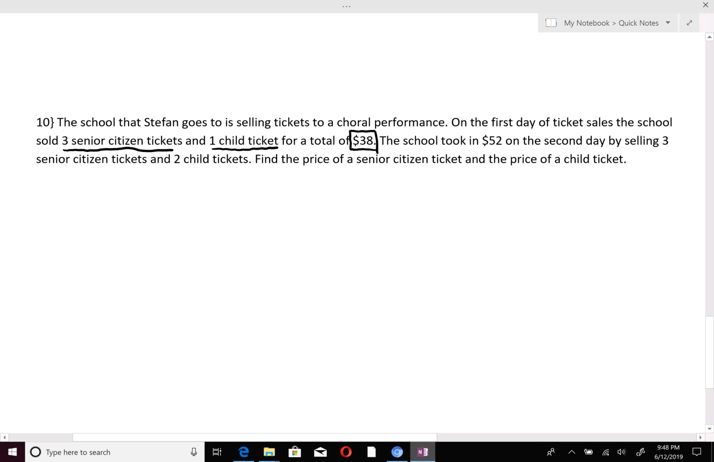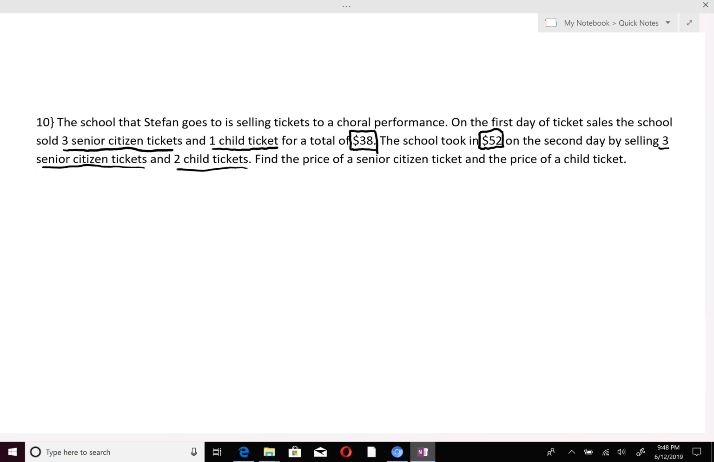So I'm putting a box around dollars because it's a dollar amount where these are like tickets, so different type of things. And then the school took in 52, so I'll put a box around that because it's dollars. On the second day, by selling 3 senior citizen tickets and 2 child tickets, find the price of a senior citizen ticket and the price of a child ticket.